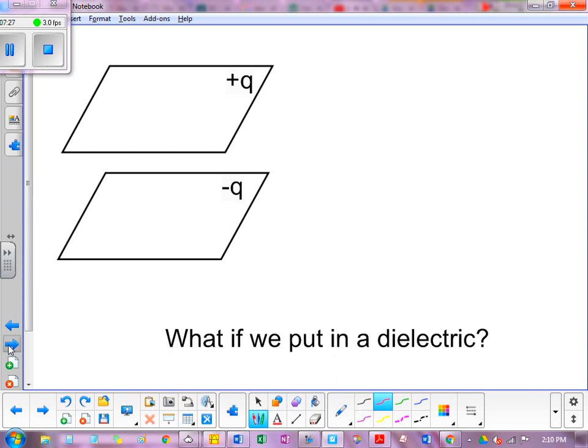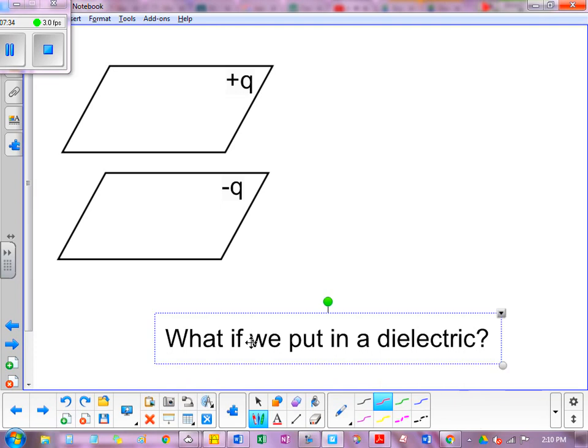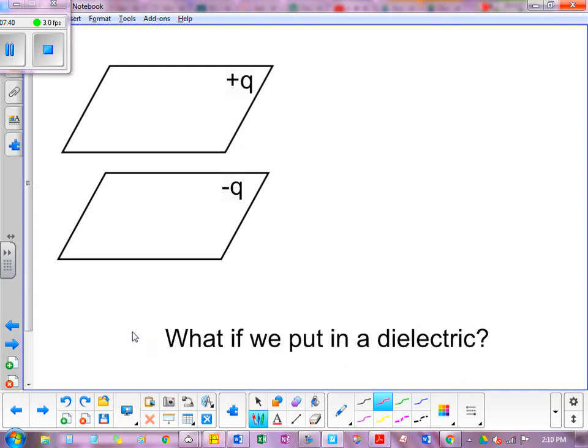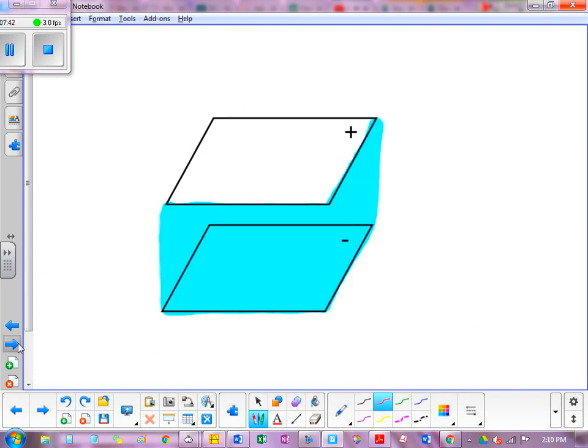What happens when you put a dielectric between the plates? So what if we put in a dielectric? That's the question of the day. Very important question. So same exact scenario, but we put in an actual dielectric. So the dielectric is represented by this blue here, and it could be water, it could be ceramic, could be porcelain, could be strontium titanate, whatever it is.